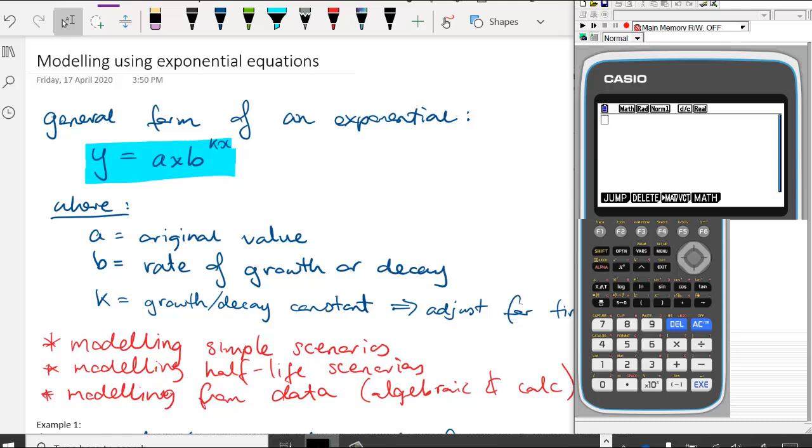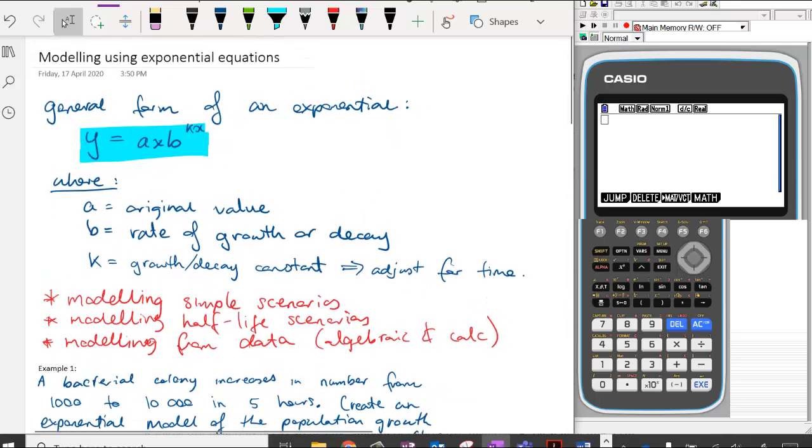For review, the general form of an exponential function is y is equal to a times b to the power of kx, where a represents the original value when x is equal to 0, b will be the rate of growth or decay. So, for example, if we're doubling, then b will be equal to 2. If we're increasing by 50%, then b will be 1.5. If we're decreasing by 20%, then b will be 0.8, and so on. And k is a growth decay constant. It allows us to adjust for timing and so on.